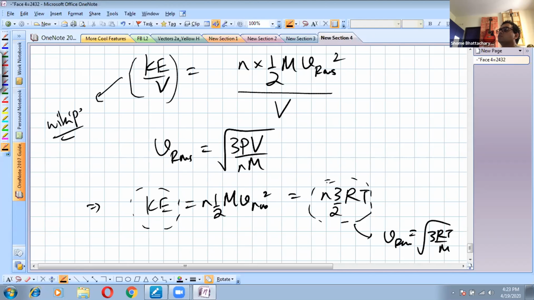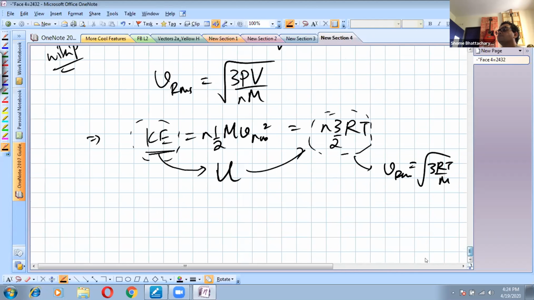In other words, the total kinetic energy of a sample of molecules is nothing but its internal energy. This is the principle of thermodynamics. So we could have skipped all these steps here. We could have just directly said that this total kinetic energy is the internal energy of the gas sample, which is equal to n CvT. So there you are.